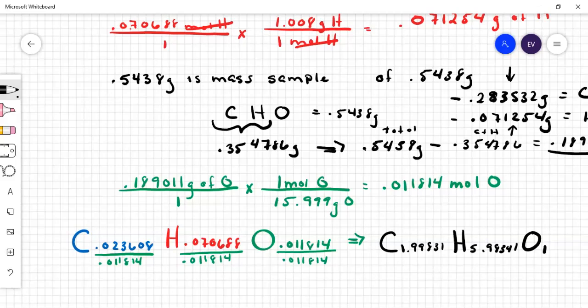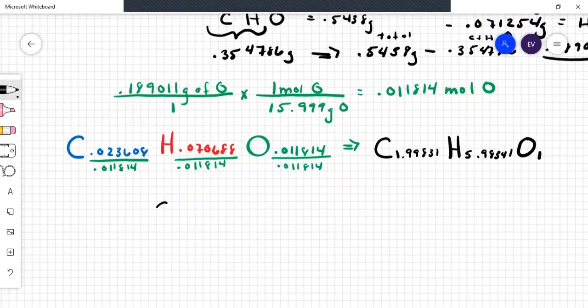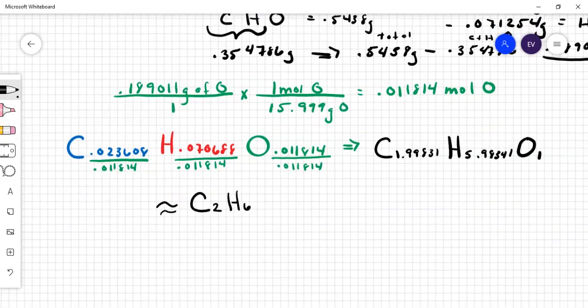Now these numbers are close enough, right, that we can round. So our empirical formula based on our work is going to be C2H6O1. That is the empirical formula for the compound that was burned. Okay, take a minute, pause it, catch yourself up, and then we're going to start the molecular formula.